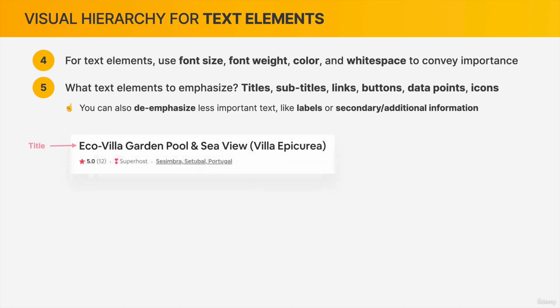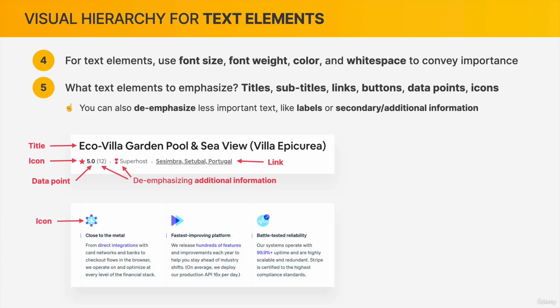So again, that example that we worked on previously, here we have the title, which is really emphasized. We have an icon, which is emphasized by the color. Then we have a really important data point, which is this rating, and that's why it is bold. Here is a link. And finally, there is some less important text here, so some additional information that on purpose we made lighter in order to de-emphasize it. All right. So these are basically the types of text that are important to think about when we create visual hierarchy. And let's take a look at a couple of more examples.